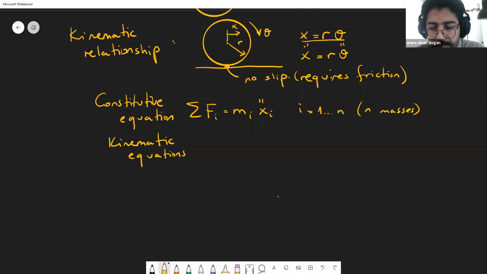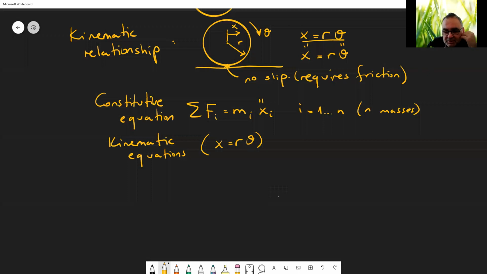So we just can't write x equals r theta minus something, the slip condition. What is that something? We don't know what that something is.